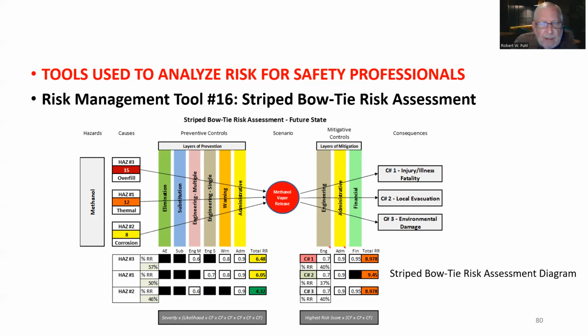The layers of protection. Now, this is kind of slick on the left-hand side. The layers of protection, there are rainbow colors there: elimination, substitution, engineering multiple, engineering single, warning, administrative, and if not PPE, but in these processes that wouldn't be appropriate. They don't tell you what they are, but they're an engineering control, which is going to give you a 0.6, warning 0.8. And total RR.